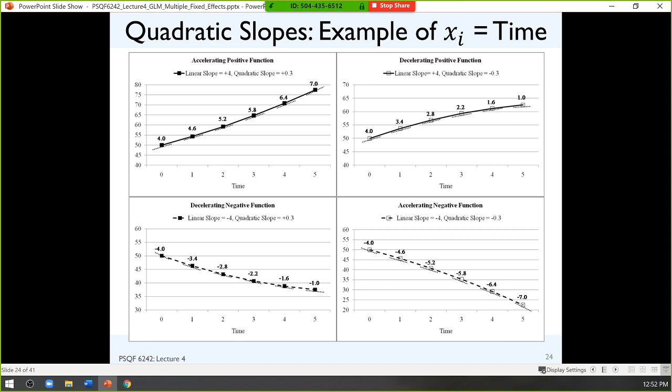So it's pretty flexible in capturing a lot of shapes. It's curvilinear generally construed, because it doesn't always take the shape of a U within the span of the data that you have. But if you extrapolate beyond your data in either direction, then you would see the full U shape come out eventually.